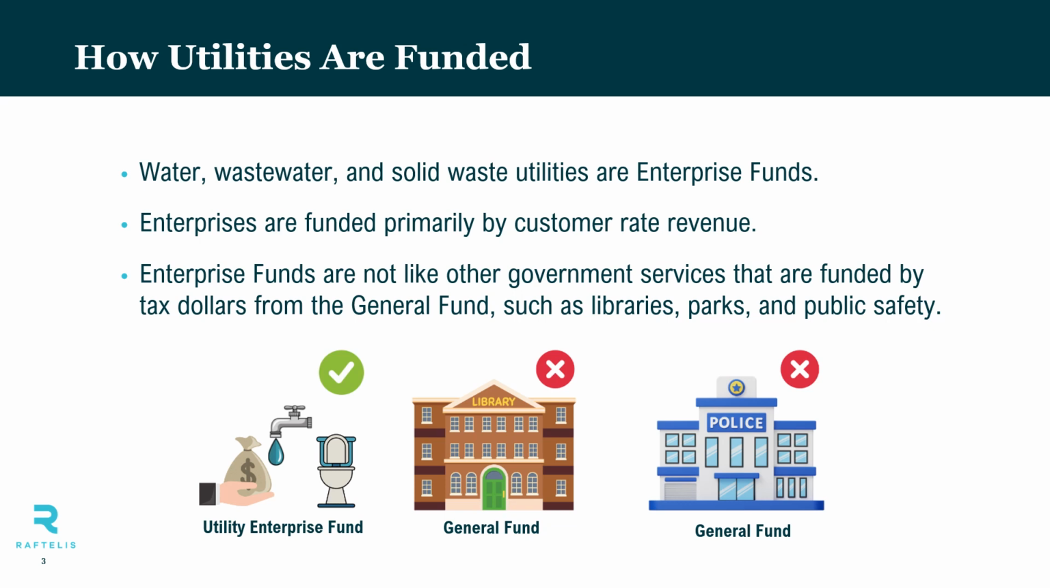The utility services we all rely on, such as water, sewer, and trash, are funded in large part by the rates customers pay. Revenues from rates are collected in an enterprise fund for that utility. Enterprise funds are separate from the general fund and can only be used for that utility. For example, monies collected through rates cannot be used for any other purpose, such as to fund libraries, parks, or public safety.